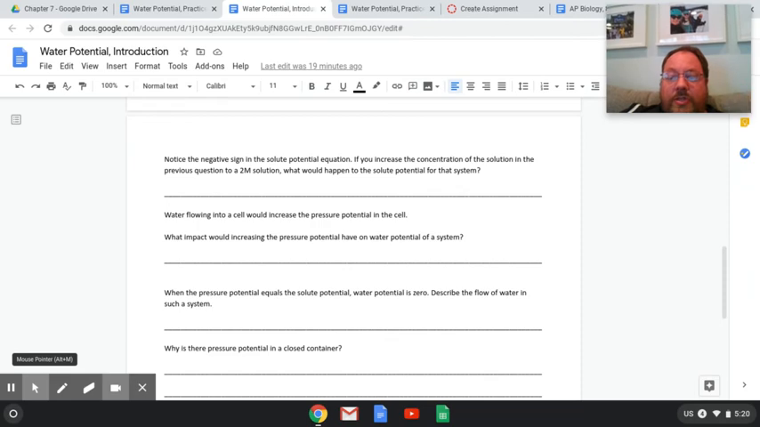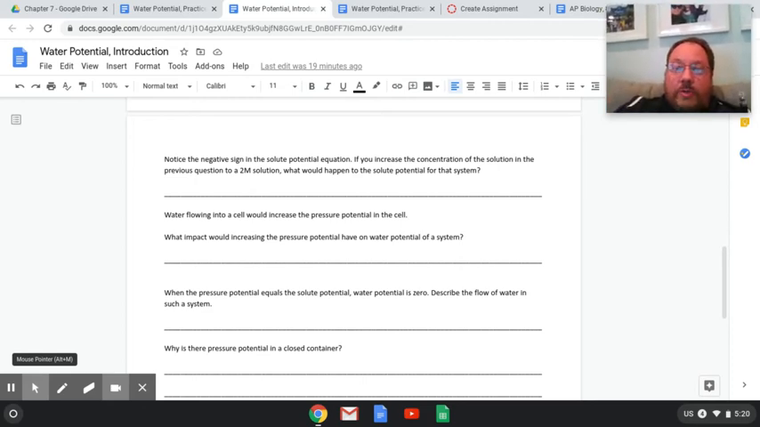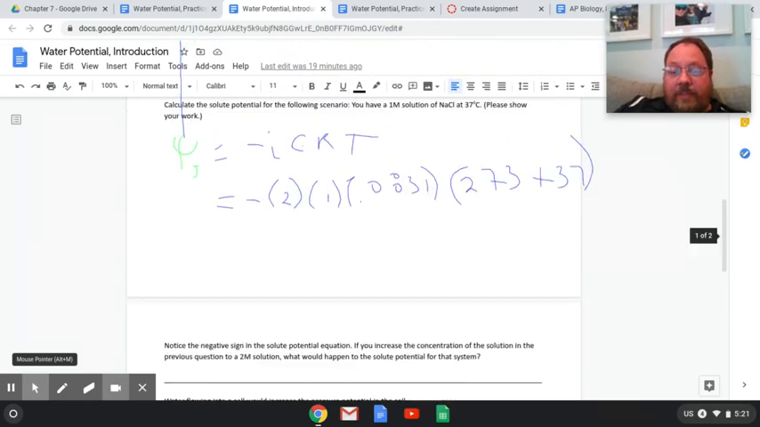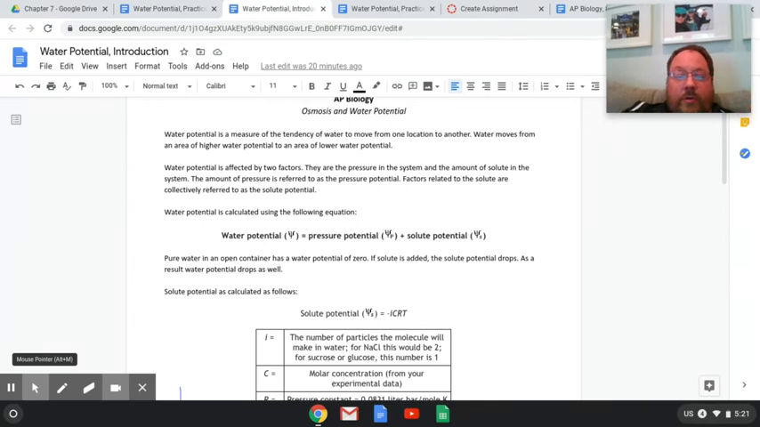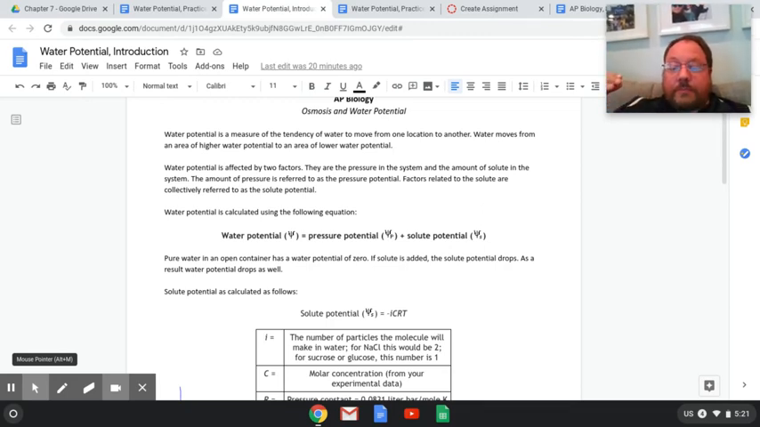So if the solute concentration goes up, solute potential goes down. Please burn that into your mind because that's an important thing to remember. When solute concentration goes up, solute potential goes down or becomes more negative. And if solute potential becomes more negative, think of the impact on water potential, right? Let's look back at this equation. Water potential is pressure potential plus solute potential. Remember, solute potential is a negative term. So if solute potential becomes more and more negative, what's that going to do to water potential? It's going to make it lower and lower. So if solute concentration goes up, water potential goes down.